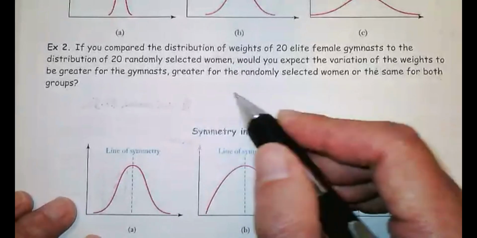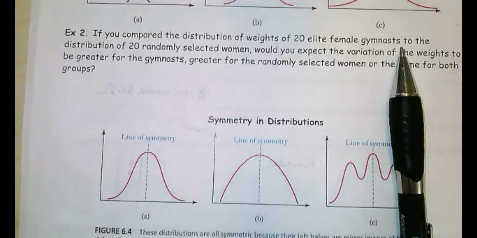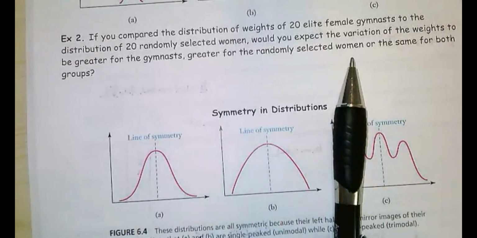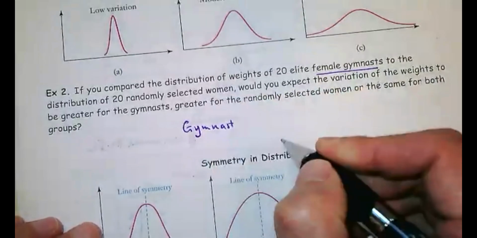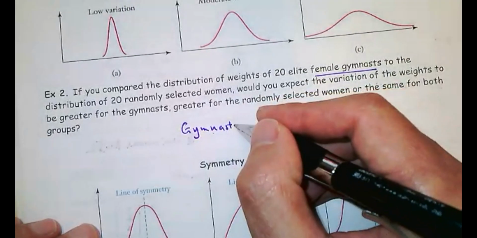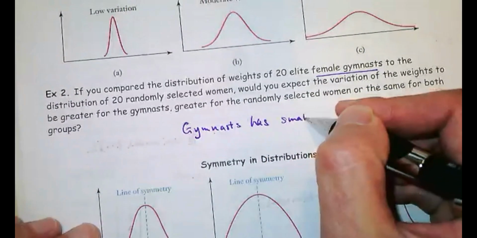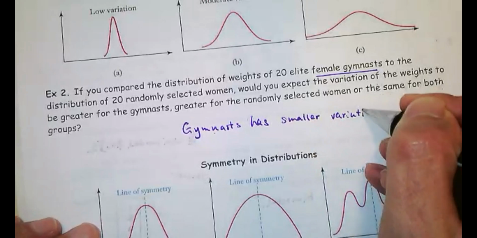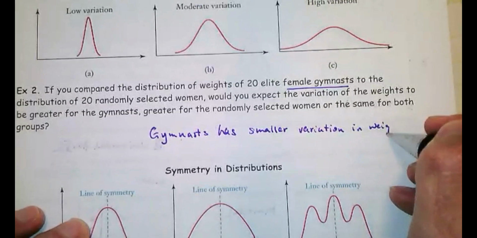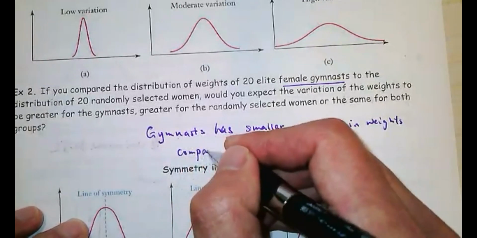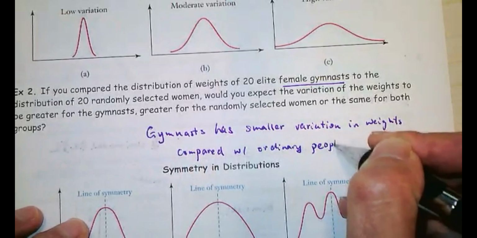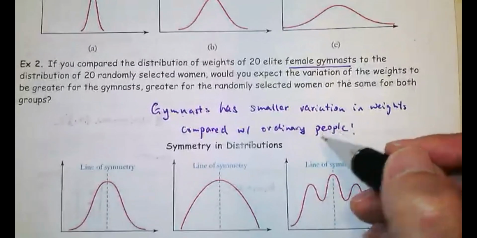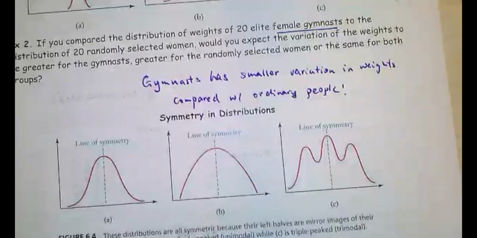So does anyone have a different opinion? Okay, so I strongly agree with Yash. So the gymnasts definitely have much smaller variation in weights. Ordinary people, I mean ordinary women, have more. That's it.